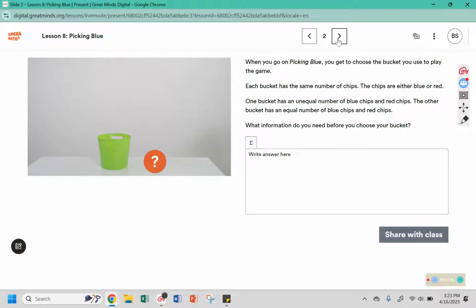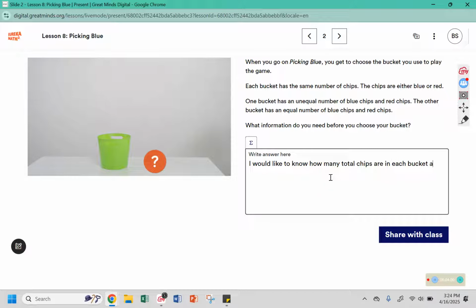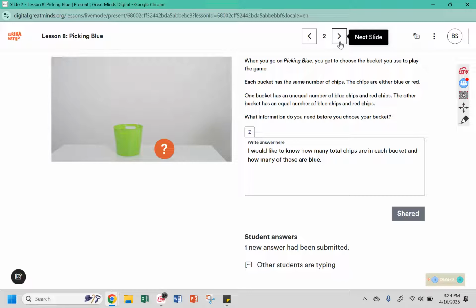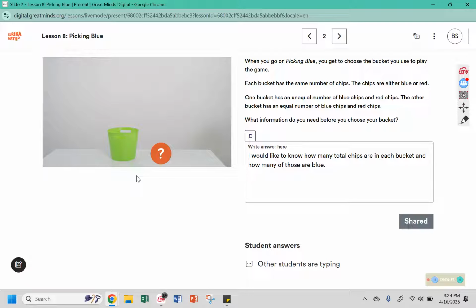What information do you need before you choose your bucket? I would like to know how many total chips are in each bucket, and how many of those are blue. If I know that there are 10 chips in each bucket and 5 are blue in one bucket and 7 are blue in the other bucket, that would help me make my decision to win.